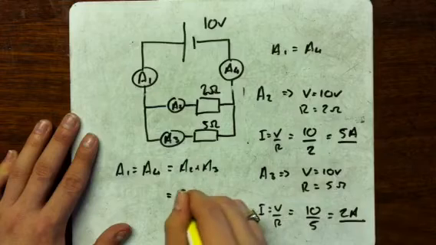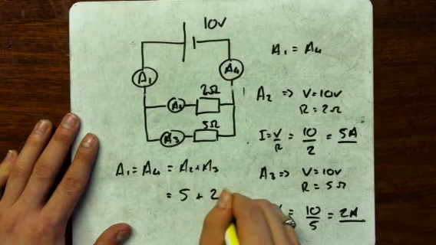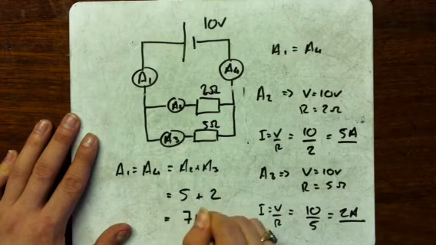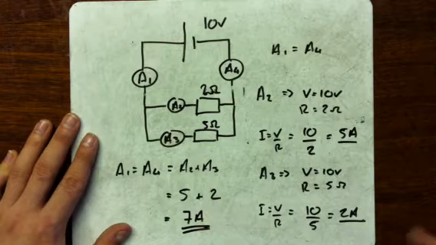A2, as we just worked out, is 5 amps. A3, as we just worked out, is 2 amps, which is 7 amps. And there we go.